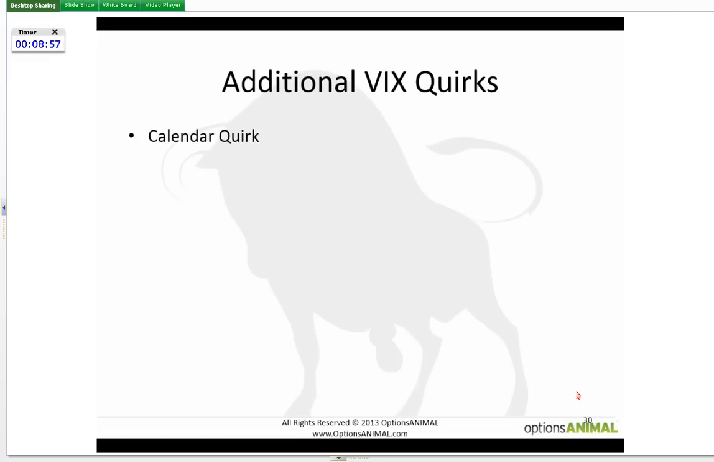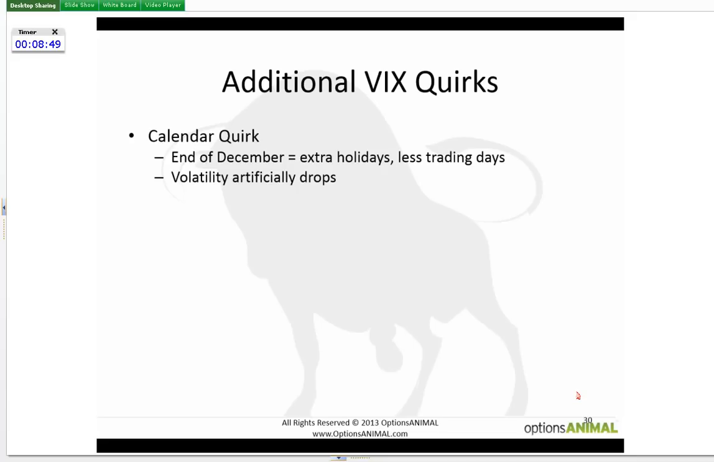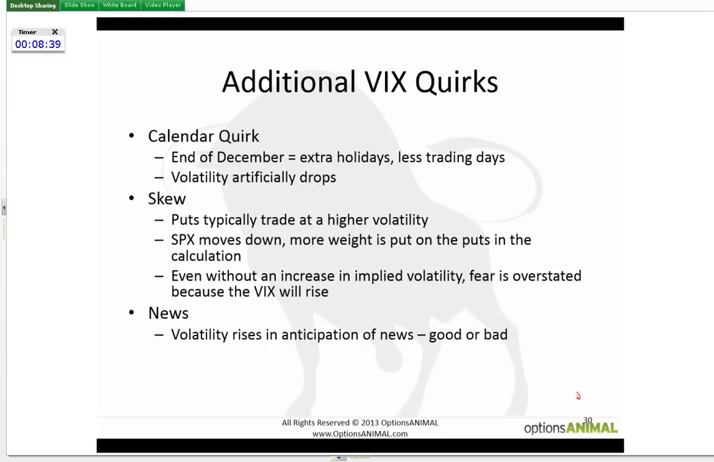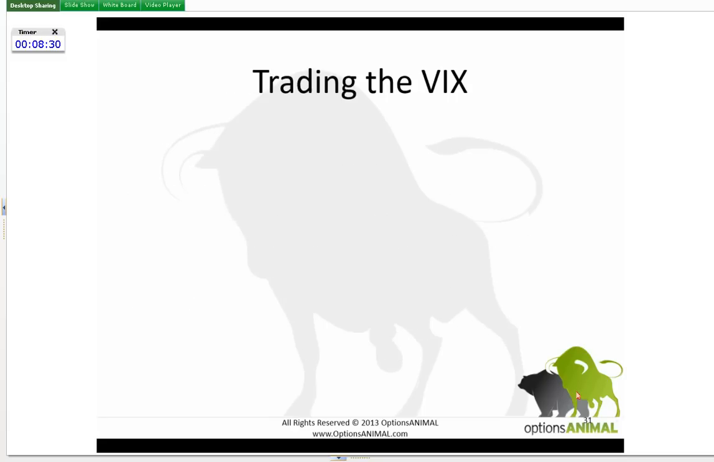And so there's some additional quirks, like, for example, it looks forward 30 days. In December, there's extra holidays, so there's less trading days. So we have the same volatility spread over less days, so it actually looks like the volatility is lower than it is. There's skew that happens because there's a difference between puts and calls. News, even good news, can make the VIX go up, so people think that's fear because the volatility can change from good news. So there's lots of quirks on the VIX, and you have to be careful.